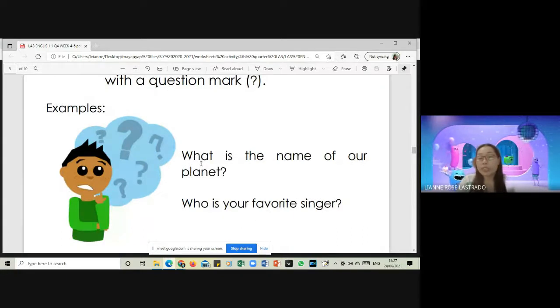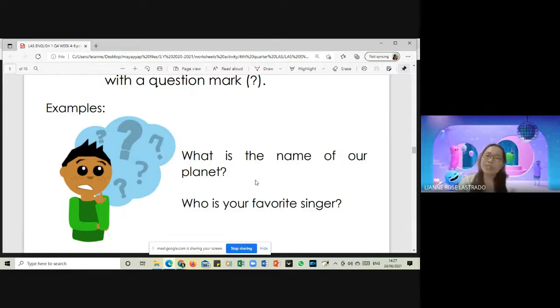So let's try to look at the example. What is the name of our planet? So I'm asking questions to you. What is the name of our planet? So that's the time that some of you will answer, our planet is called Earth. All right, very good. So we have applied our science lesson.